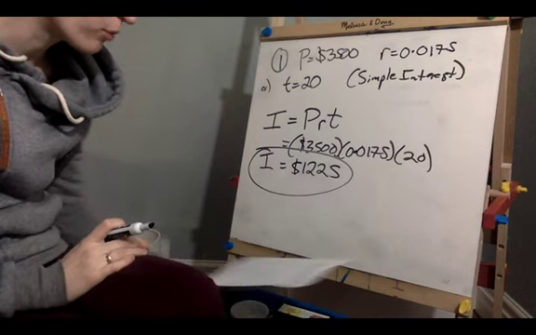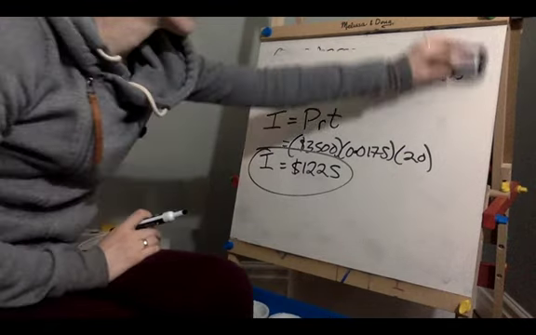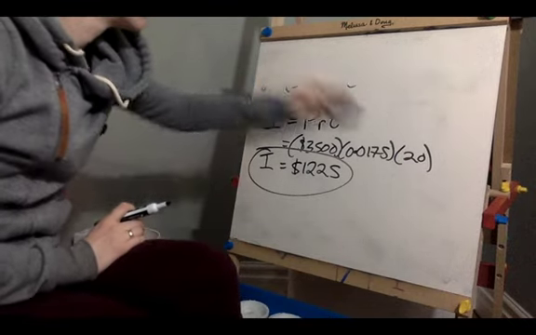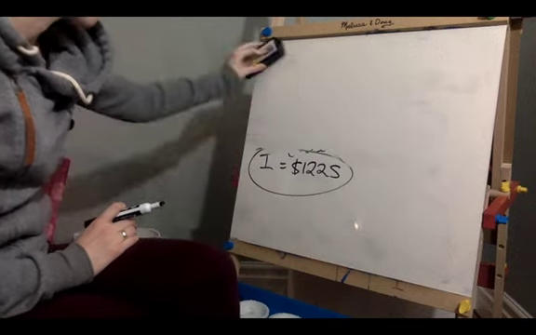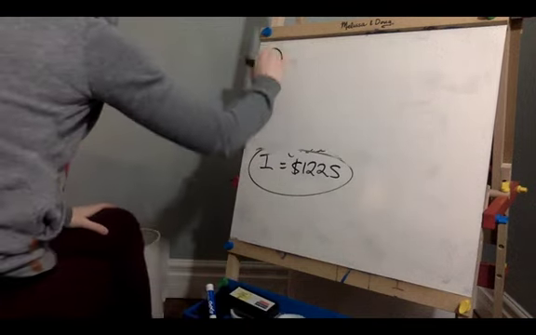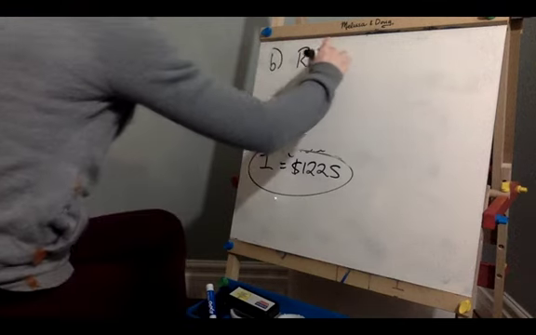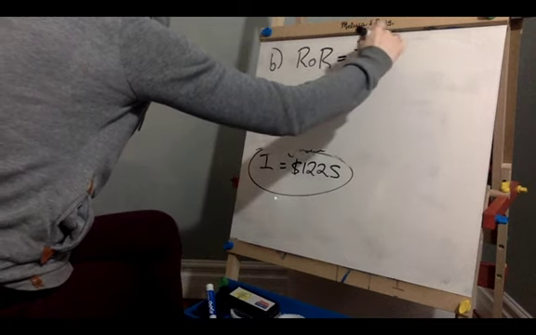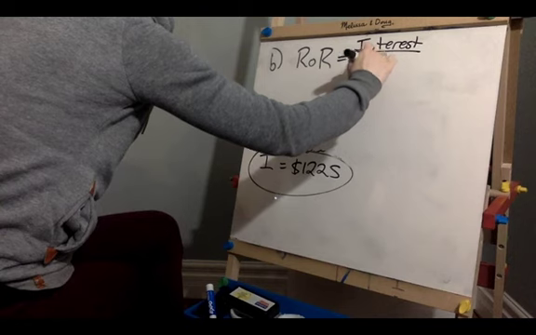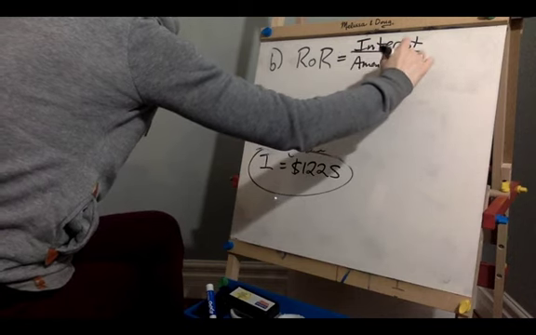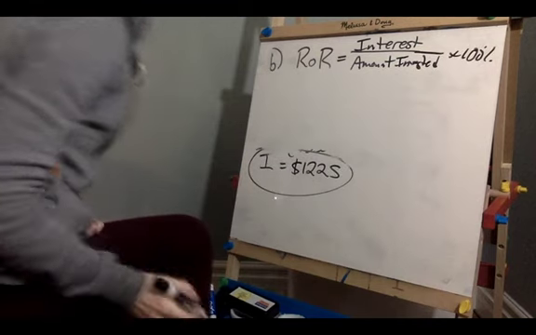So using that formula that I just introduced to you, we are going to do the following. All right, so 1225, I'm just going to keep that up there because I'm going to need it. Okay, so our rate of return, which you might see me in my notes refer to as just ROR, right? So rate of return is equal to, like I said, the interest that you've earned divided by the amount that you've invested, and then you're multiplying that by 100%.